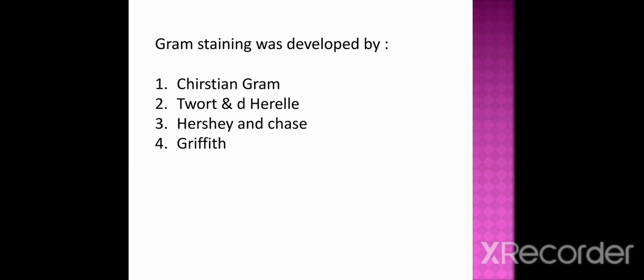He discovered gram staining to differentiate between gram-positive and gram-negative bacteria. Gram-positive bacteria appear blue or purple in color on gram staining, whereas gram-negative bacteria appear red in color on gram staining. Thus, we can differentiate gram-positive bacteria from gram-negative bacteria by gram staining. That was discovered by Christian Gram.